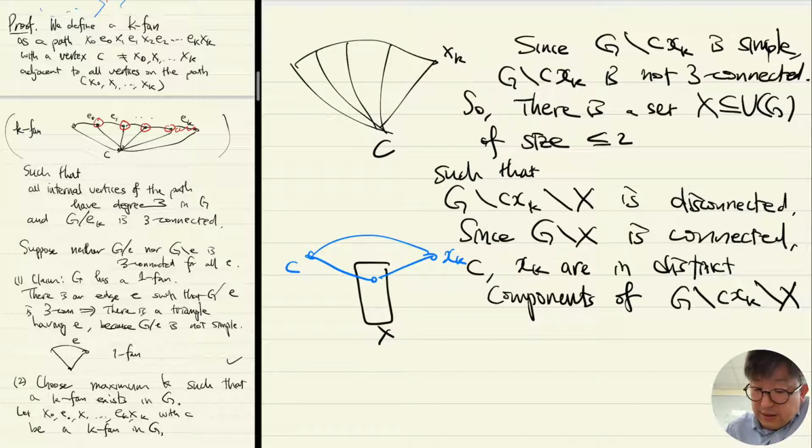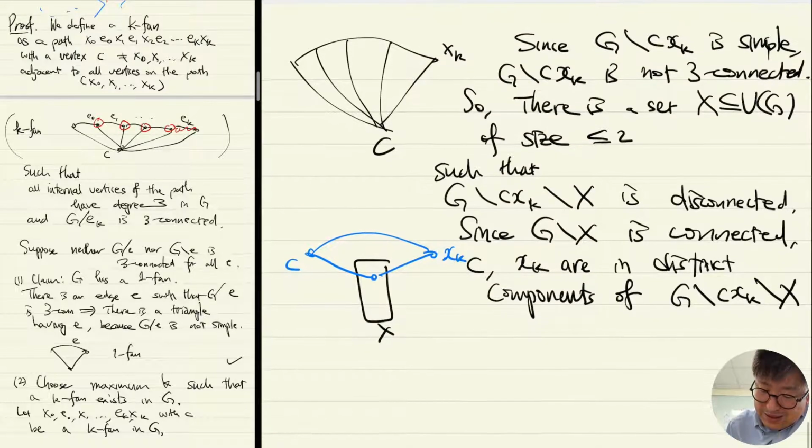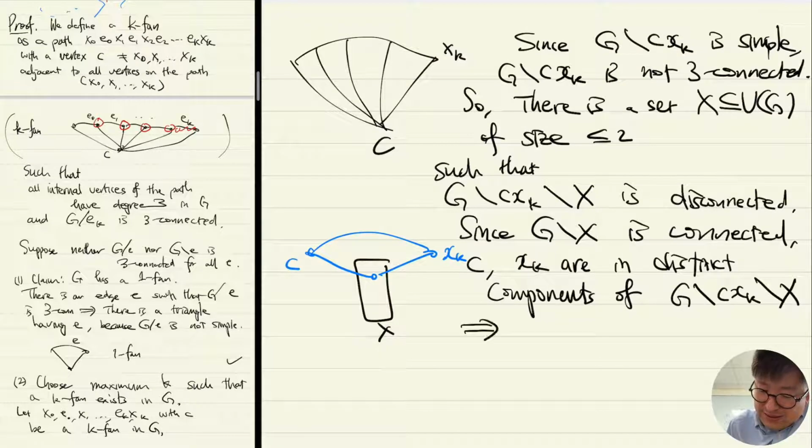Now they are in a triangle. So that means x must contain xk minus 1, because it's a triangle. Because you have a triangle, and the only way you can have a common neighbor is to have somebody in the middle.